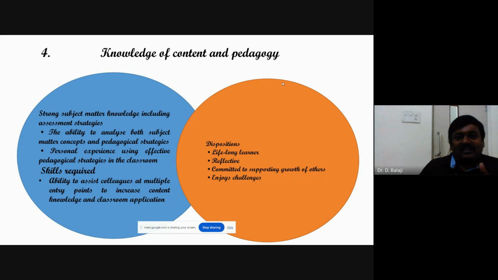If you share a good personal experience, if you achieved something good or great in your school days or college days, they will treat you like a hero. You should be like that as a leader also. So use your personal experience and effective pedagogy strategies in the classroom.